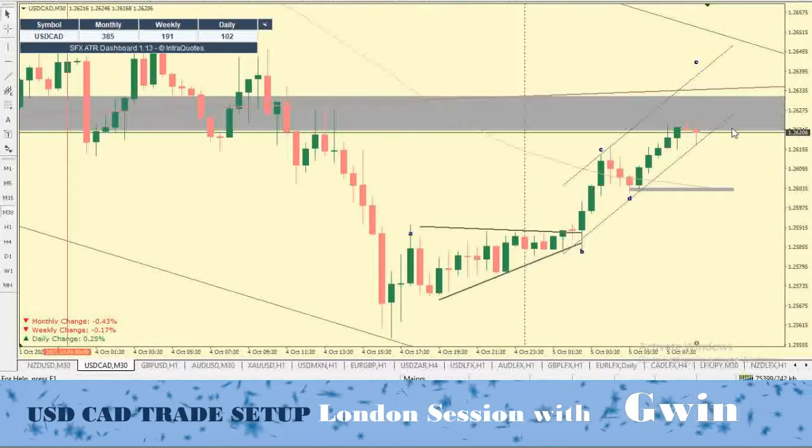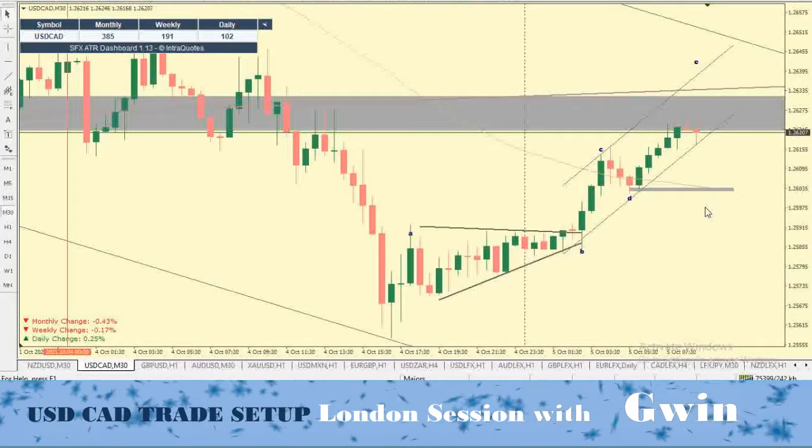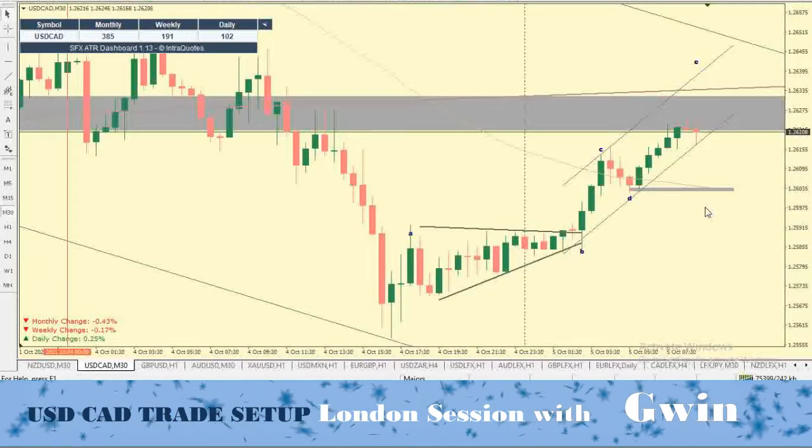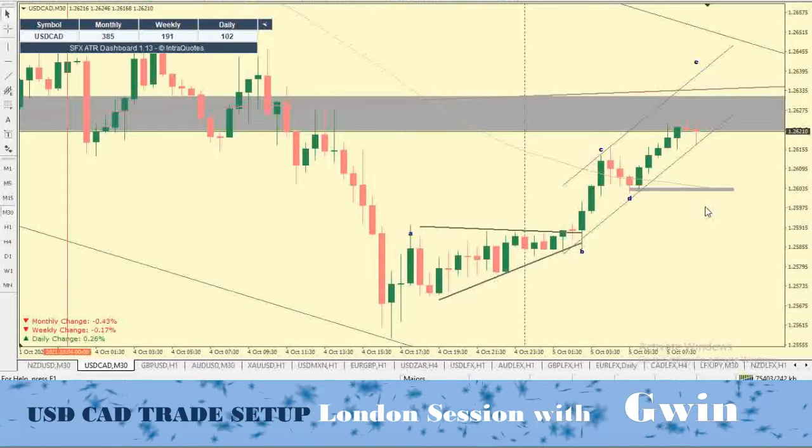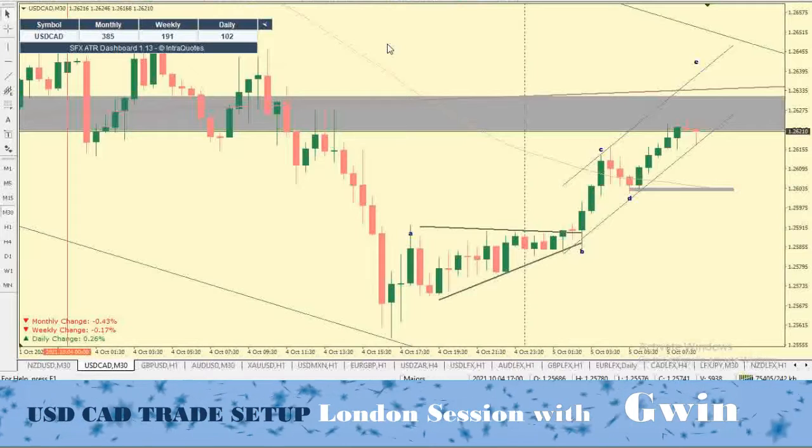At the break of the D leg, we can then add another 1% risk. That will be a total of 1.5% risk on our account, and we will see how that plays out.